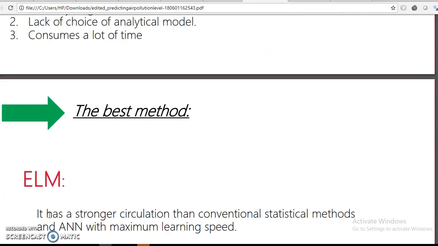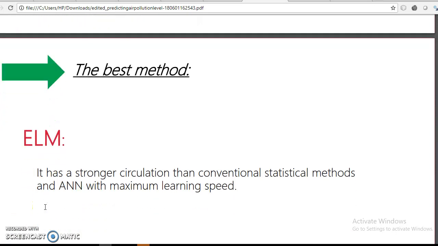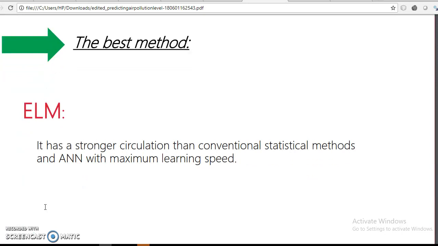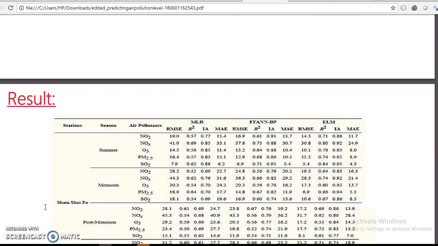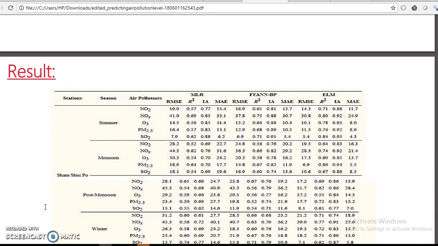The best method is the ELM method, that is the extreme learning method, and it has a stronger generalization than conventional statistical methods and ANN, with maximum learning speed. Now the results go on. You can see the concentrations of the air pollutants like NO2, NOx, O3, meaning ozone, PM2.5, and SO2, which is sulfur dioxide.